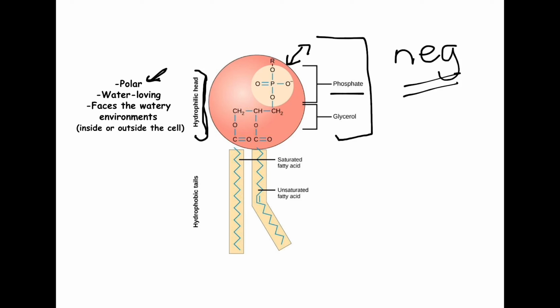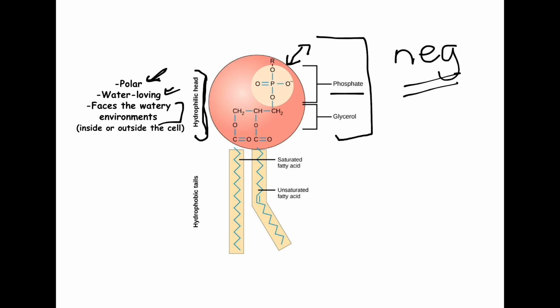So it's a polar head. Just think P for pull. If something's pulling, that means it has some kind of charge, and that's a good way to remember that the phosphate group in the head makes it hydrophilic, meaning water-loving, and gives it that pull or that polar charge. Because of that, the properties allow the phospholipid head to face the watery environment, either the outside or the inside of the cell, extracellular or intracellular, because that's where you find the water in the cell, whether it's cytoplasm or the extracellular fluids.